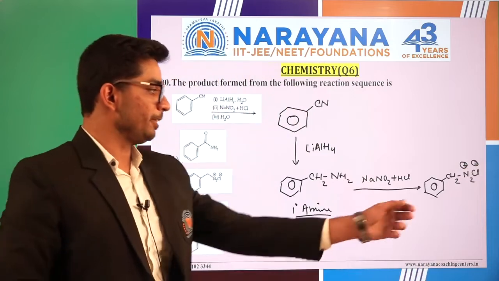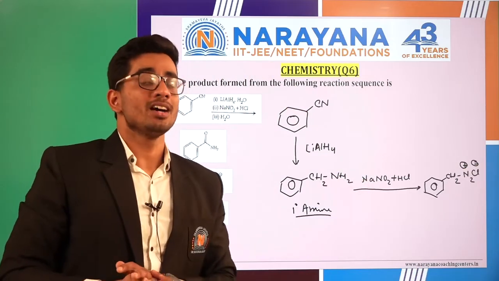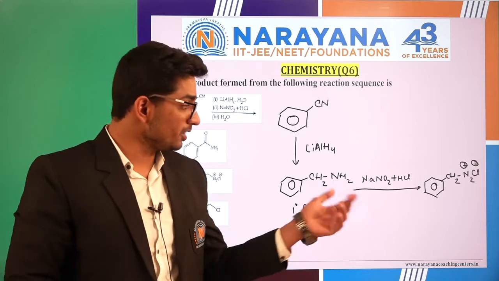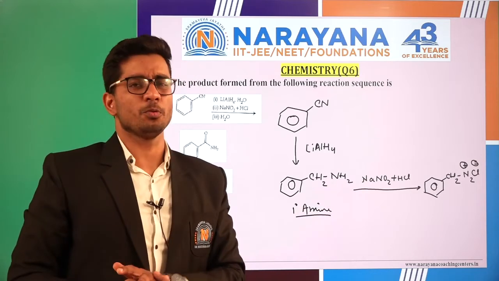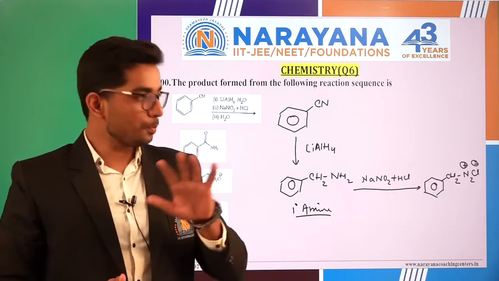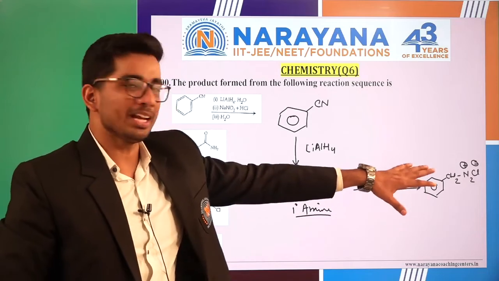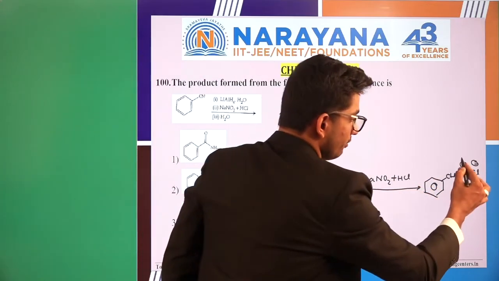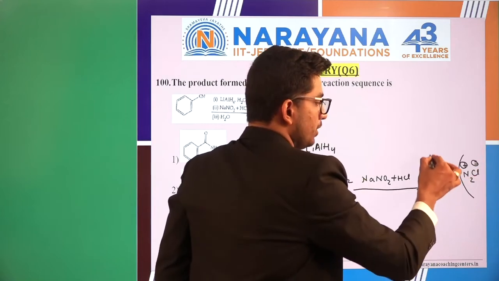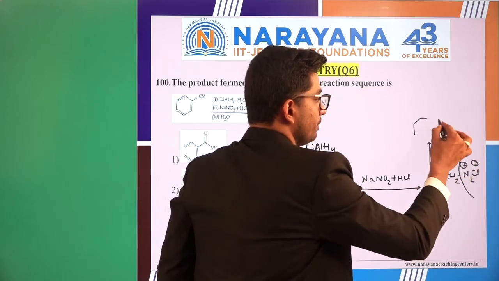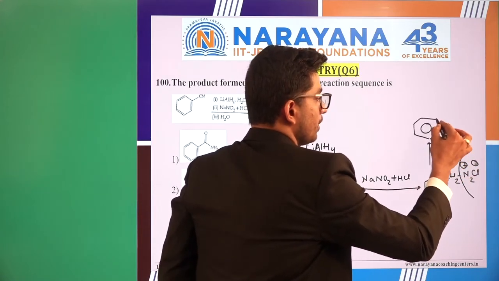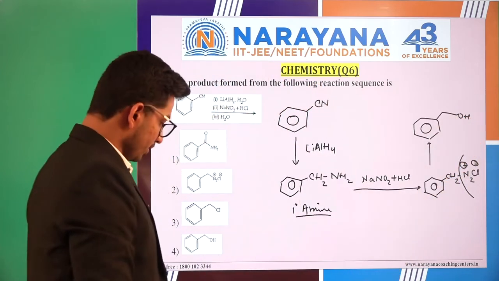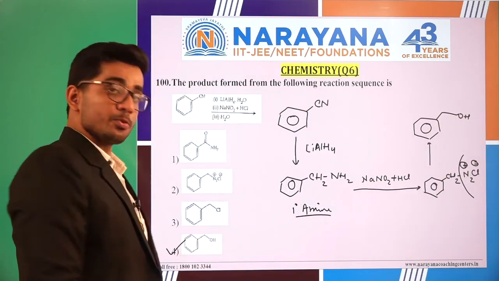But we know that diazonium salts are not stable, and especially this one is aliphatic. So even if we lower the temperature to 0 to 5 degrees, it is not going to be stable. So basically this is not going to stay like this. Water will attack here and expel this out. So here you will get this compound, and this is nothing but benzyl alcohol. So the correct option is option number 4.